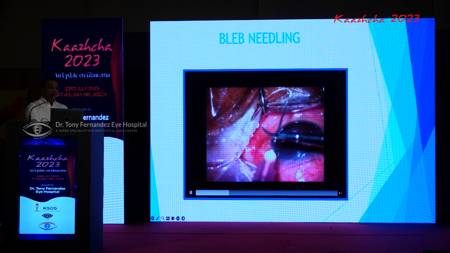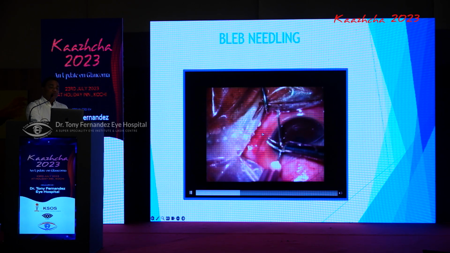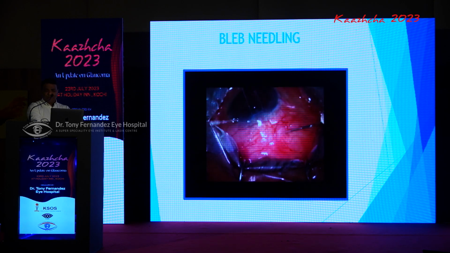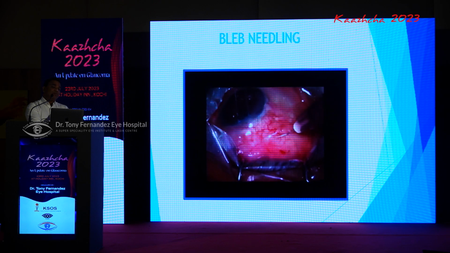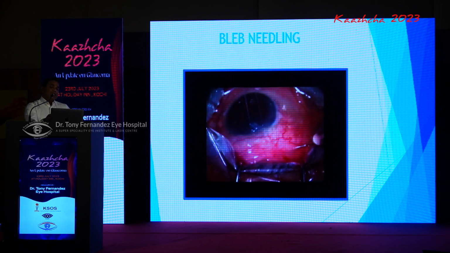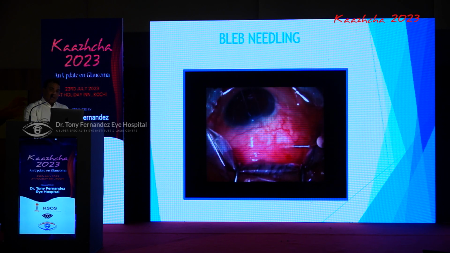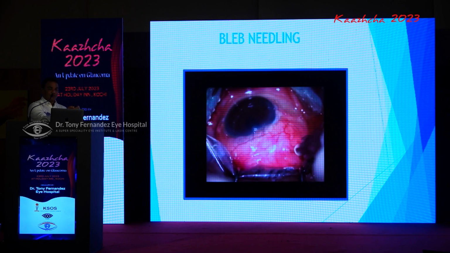Then I always do it with 26 gauge needles. Just bend it. It really works well in the working hand, at around 45 degrees, 60 degrees, and enter 6 to 8 millimeters away from your bleb. You have to take care that your bevel should be up. It should follow the globe. It should not be like this. You should follow the globe.